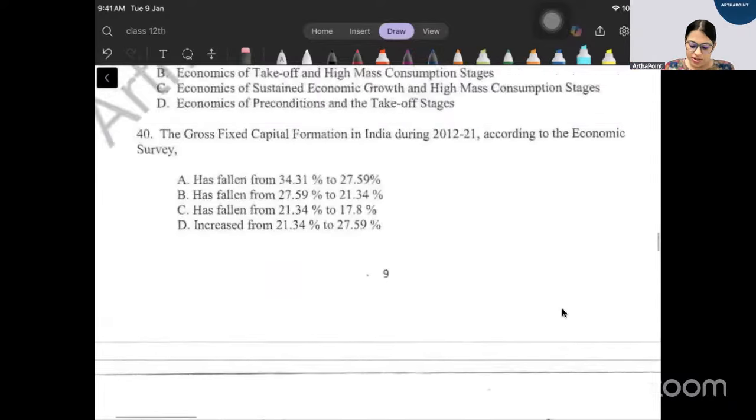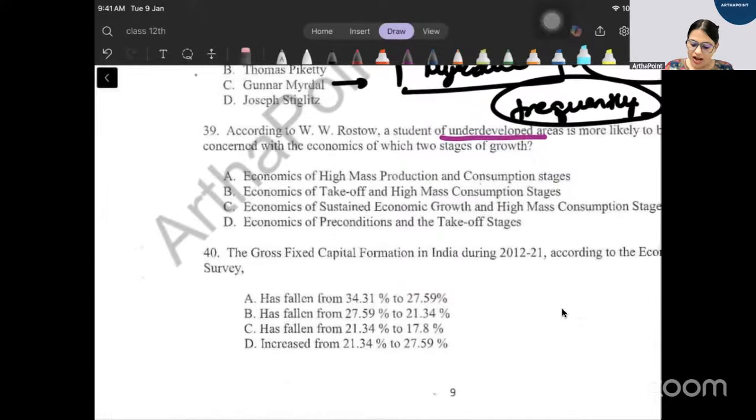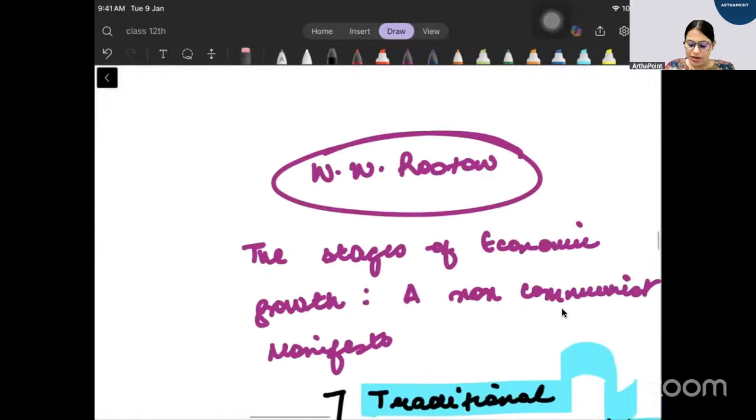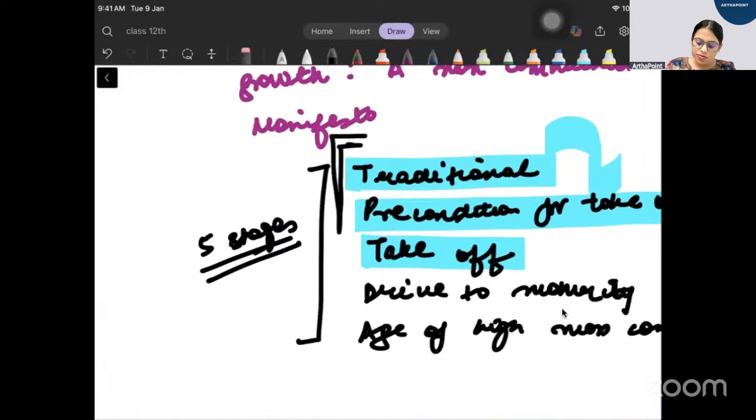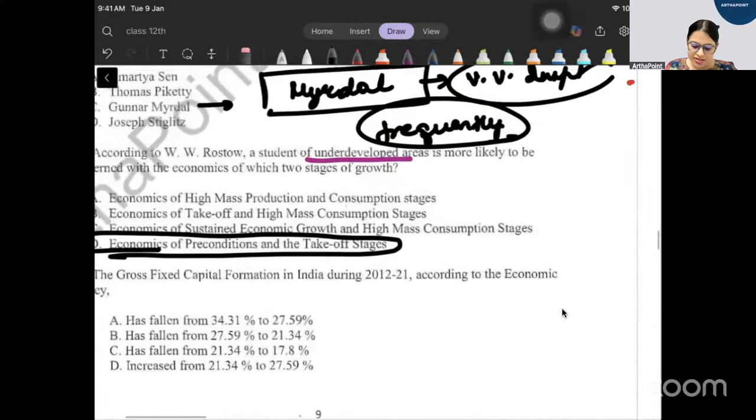So based on that, the answer will be D. You being underdeveloped are usually in these stages. This is a developed stage, high mass consumption, so you cannot have high mass consumption. It cannot be this, it cannot be this, it cannot be this. Okay, so the answer to question number 39 is going to be D. Okay, come on to the next question.